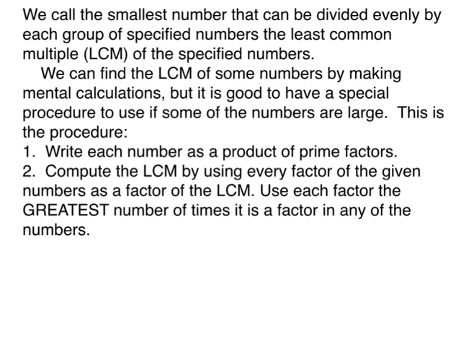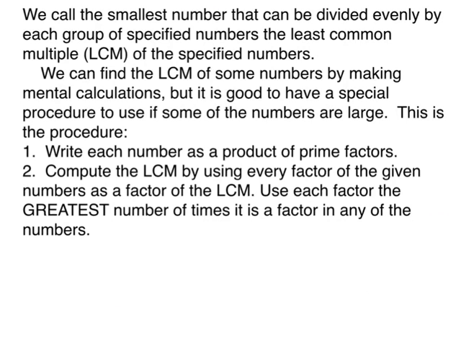So we call the smallest number that can be divided evenly by each group of specified numbers the least common multiple of those numbers. We can find the LCM of some numbers by making mental calculations. It's pretty easy, like 3 and 4. But it's good to have a special procedure to use if some of the numbers are large. So this is the procedure that you're going to follow.